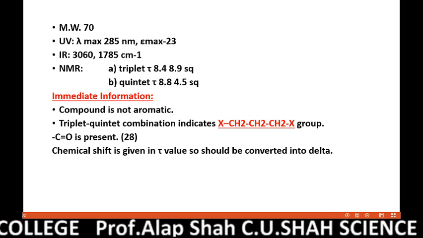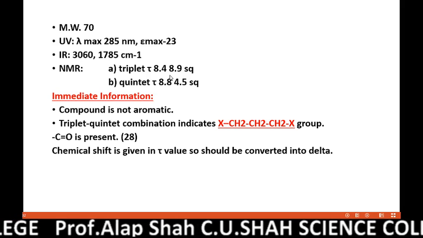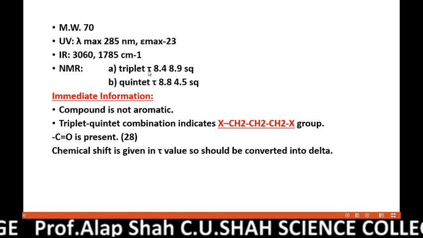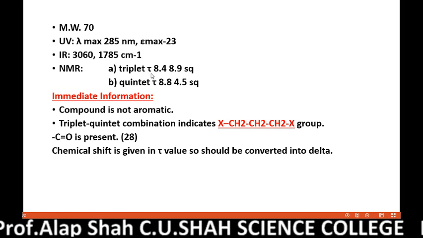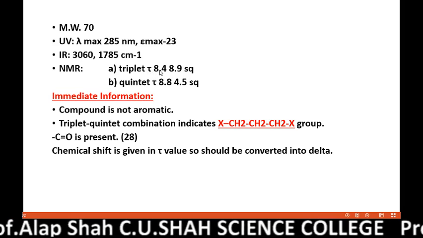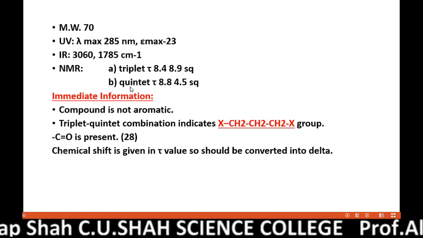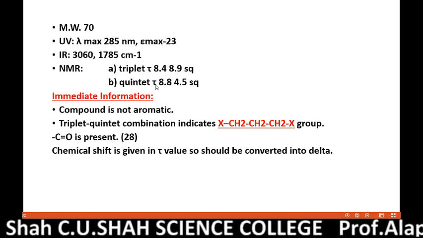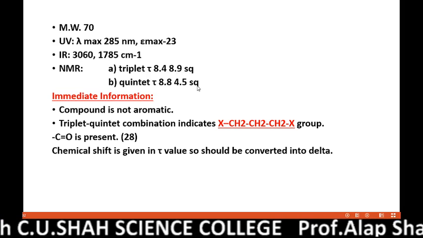Be careful here, tau value is given instead of delta. So we have to convert it into delta by subtracting from 10. The reason is that the sum of delta and tau is always 10. Tau 8.4 and 8.9 square. Second signal quintet, tau 8.8, 4.5 square.